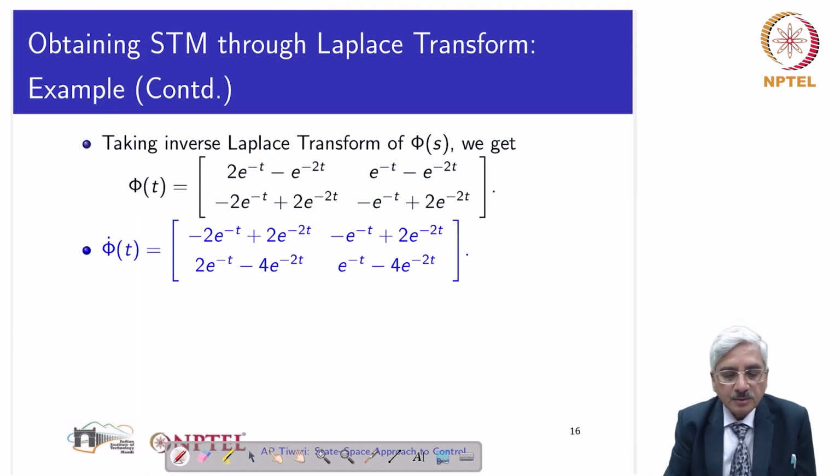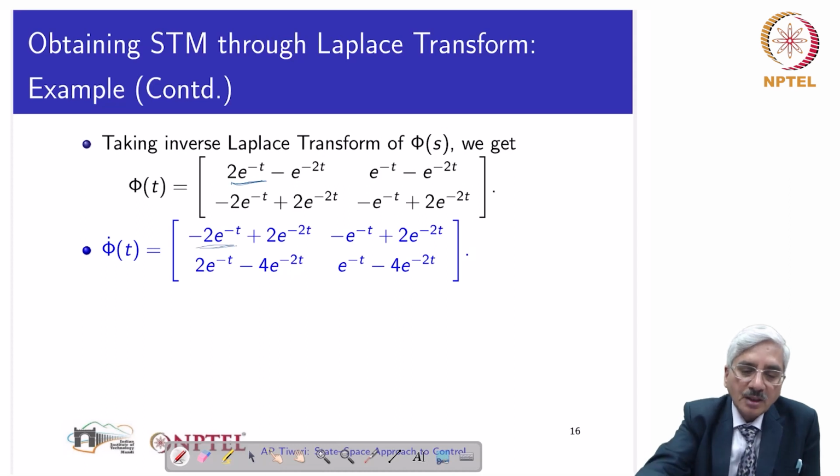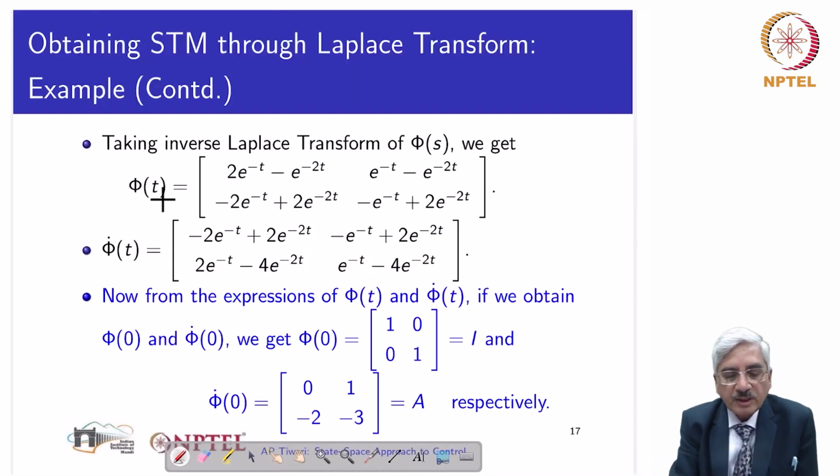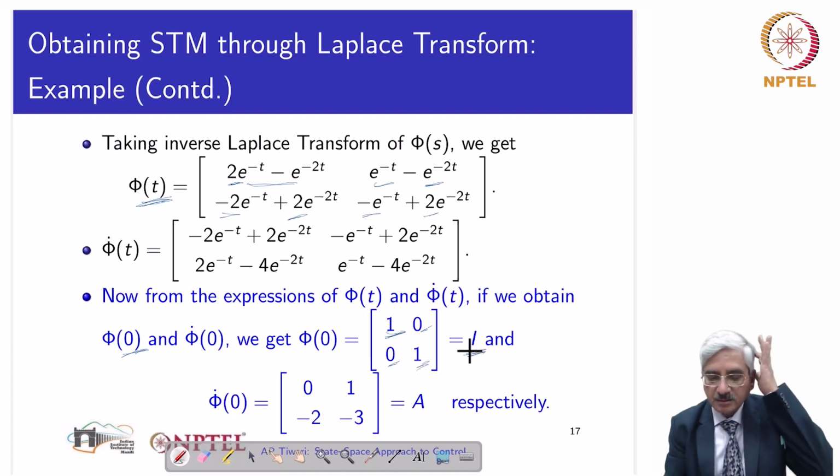Just to build up our confidence that the mathematical manipulations have been done correctly, we also obtain phi dot, which is this, 2e power minus t gives minus 2e power minus t, and so on. And then we evaluate phi 0 and phi dot 0. So when we evaluate by substituting t equal to 0 here to obtain phi 0, we'll see phi 0 is 2 minus 1, which is 1, 1 minus 1, which will be 0, minus 2 plus 2, which will give 0, and minus 1 plus 2, which will give 1. So phi 0 comes as identity matrix.